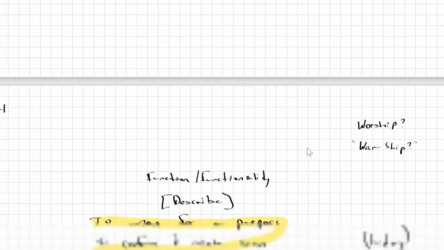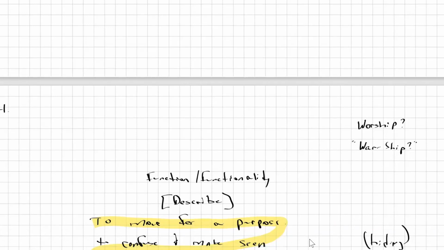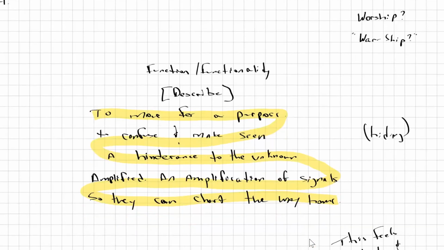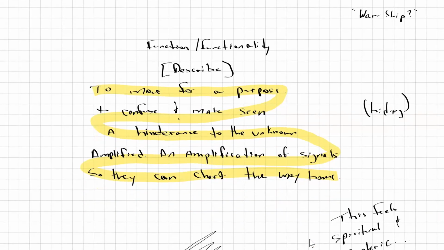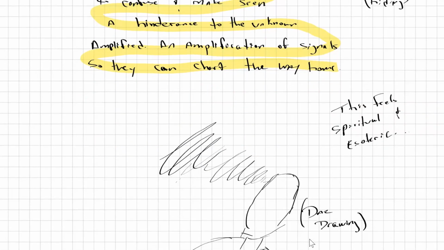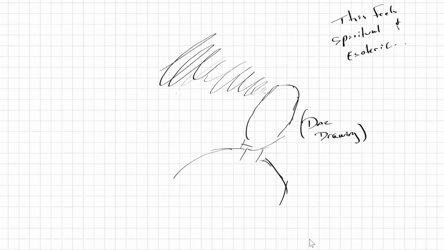Stay the course. I had the word worship, and then I said, no, maybe it's warship. What was the functionality? Describe it. To move for a purpose, to confuse and make seen, a hindrance to the unknown, an amplification of signals so they can chart the way home. There was a spiritual and esoteric feeling here.